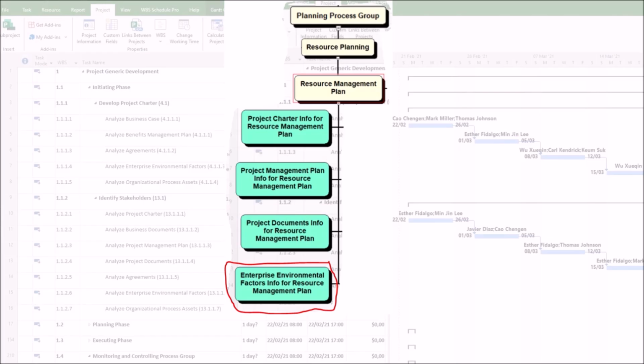As a final message, enterprise environmental factors provide the rules of the game for resource management. It is not just an optional input. It is the essential context within which all resource planning decisions are made. A successful project manager does not fight against these factors, but learns to navigate and leverage them to create a robust and actionable resource management plan.